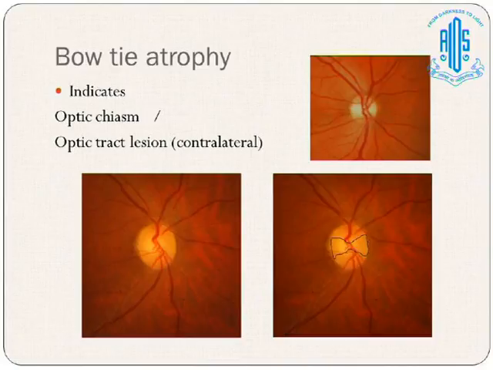But if you see a temporal disc pallor in one eye and a bow tie atrophy in the other eye, that means for the eye having the bow tie atrophy, there is a contralateral optic tract lesion. I hope you got what I said.